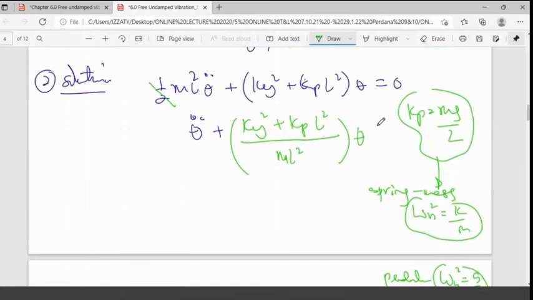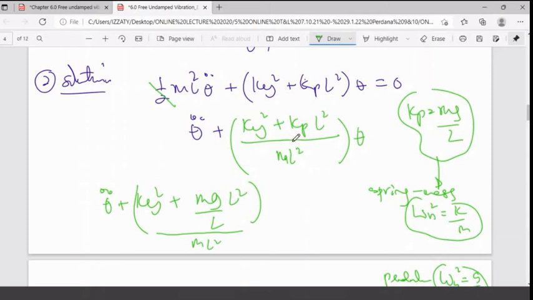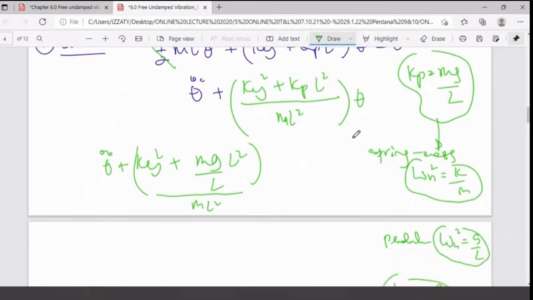Okay, then we go back here. Then you find that your theta double dot plus ky square plus kp, which is mg divided by l, times l square, divided by ml square, times theta equal to 0. So you can simplify this one, cancel here. Am I correct or not?